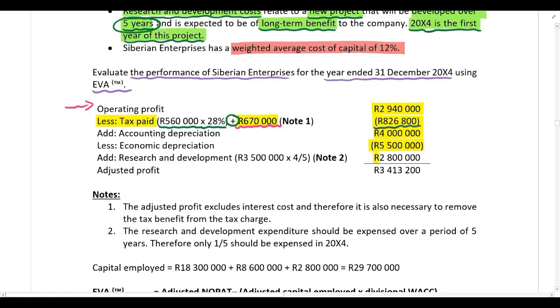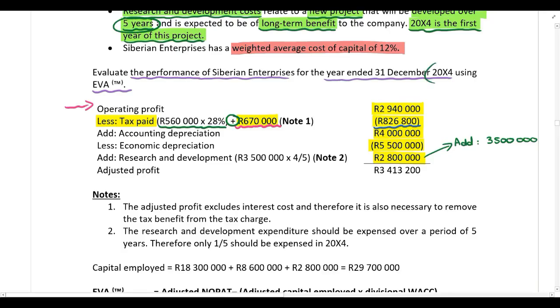I've just added back 2.8 million. However, this is the logic behind that calculation. I'm adding back the full cost of 3.5 million rand because I'm not going to expense it. I'm going to capitalize the cost and write it off over a period of 5 years.